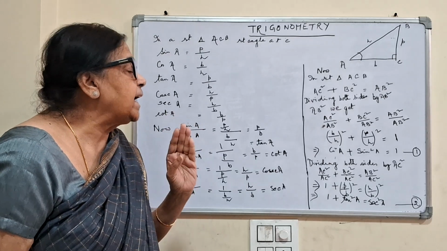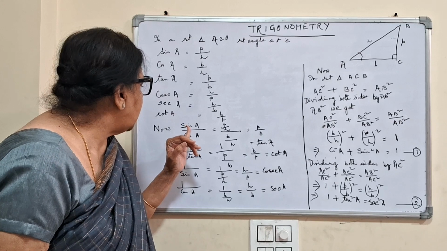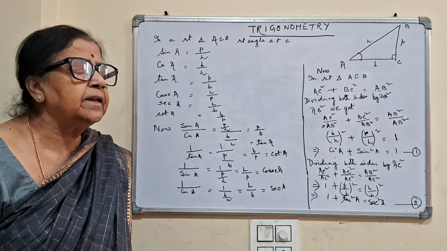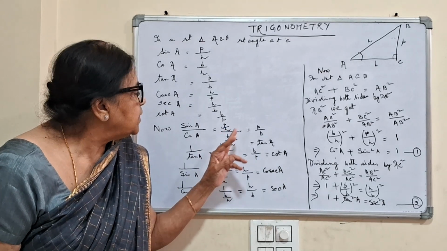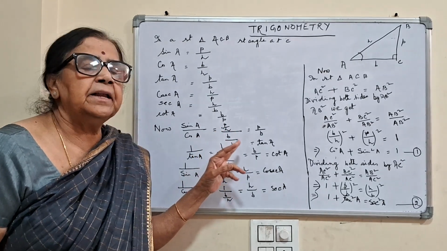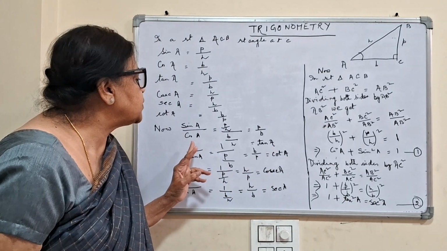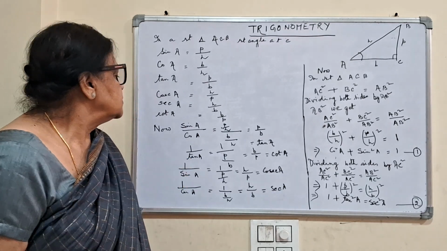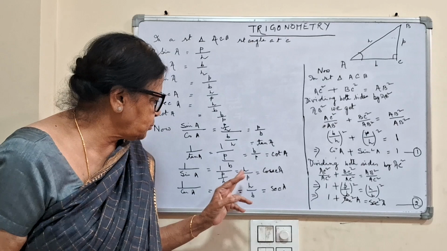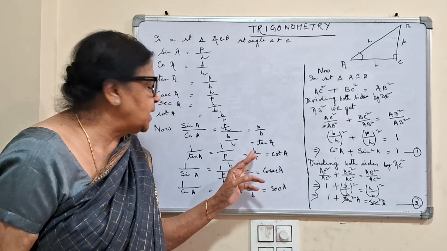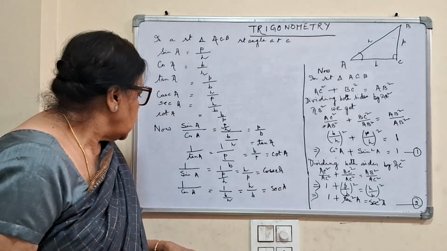Okay, when I take A as an angle and divide sin A by cos A, what do I get? Perpendicular by hypotenuse and base upon hypotenuse. Then H and H will be cancelled. Then it is tan A. That means sin A by cos A is equal to tan A. 1 by tan A is 1 by perpendicular by base, that is equal to base upon perpendicular. That is cot A.